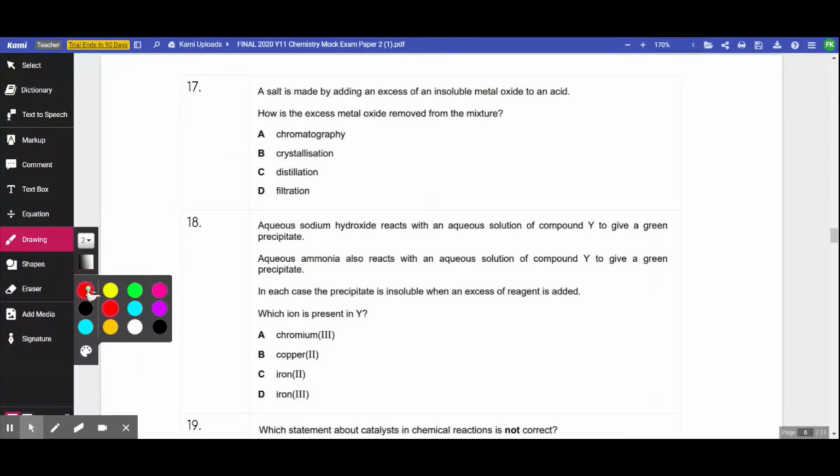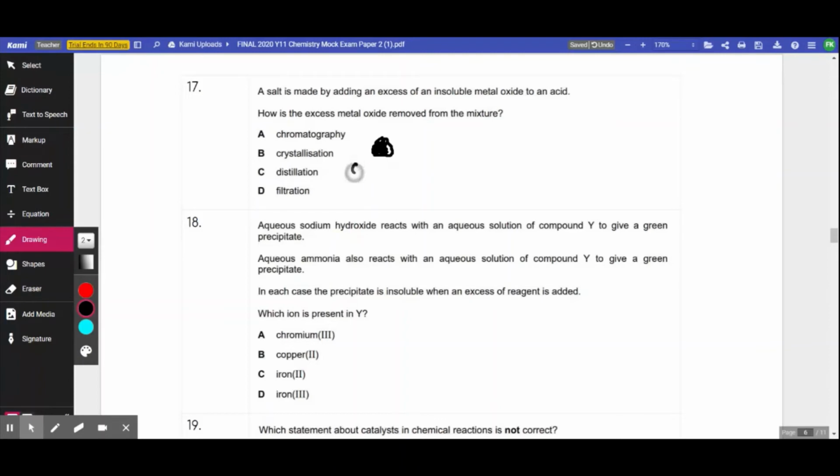So salt is made by adding an excess of an insoluble metal oxide to an acid. It's a very classic demonstration that you do need to understand. So effectively, this experiment comes time and time again. It sometimes lives in paper 6, sometimes it appears in paper 2, and sometimes it also comes about in paper 4. So this is something that hops across all 3 papers.